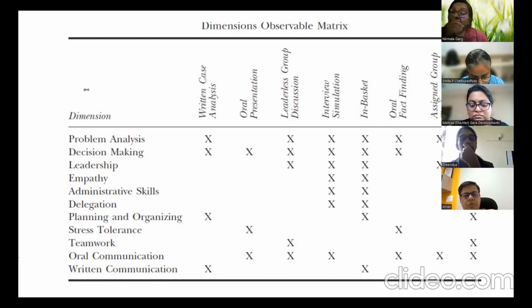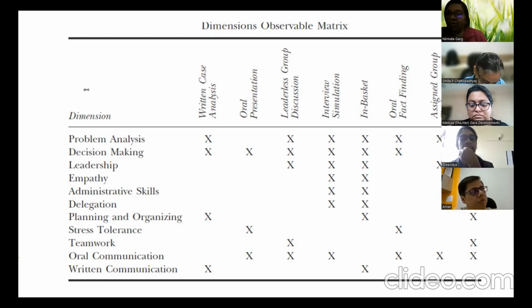Typically, it's a good idea not to do two leaderless groups, not to do two written case analyses. Rather, do something different so that you can test those competencies. If you see this in the matrix, you will see that all these simulation exercises, for example, written case, oral presentation, leaderless group discussions, interview simulations, in-basket, fact finding, group tasks, and other business games are testing most of the competencies, if not three, then in two situations, right?